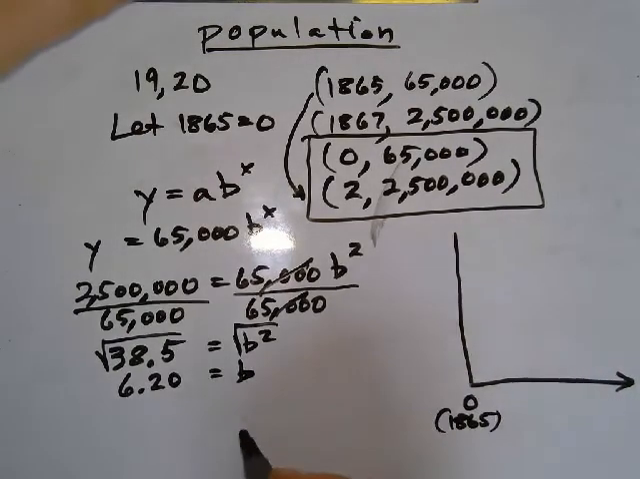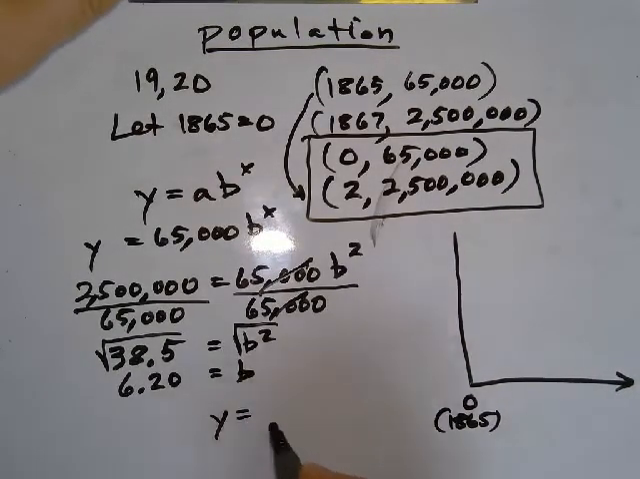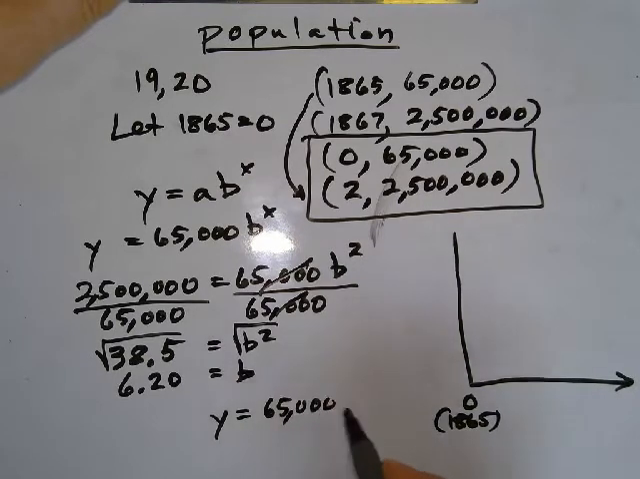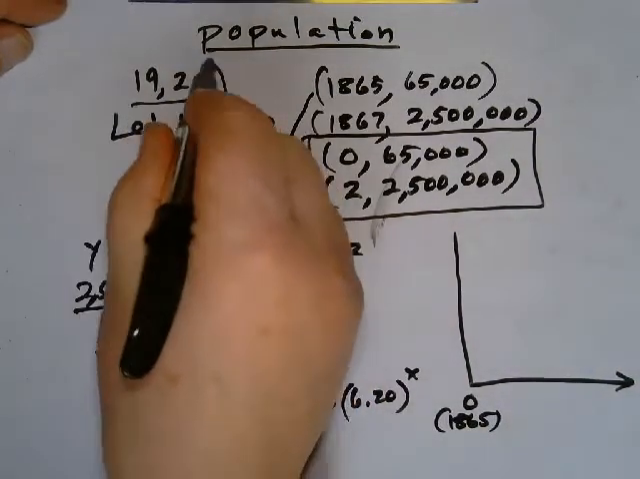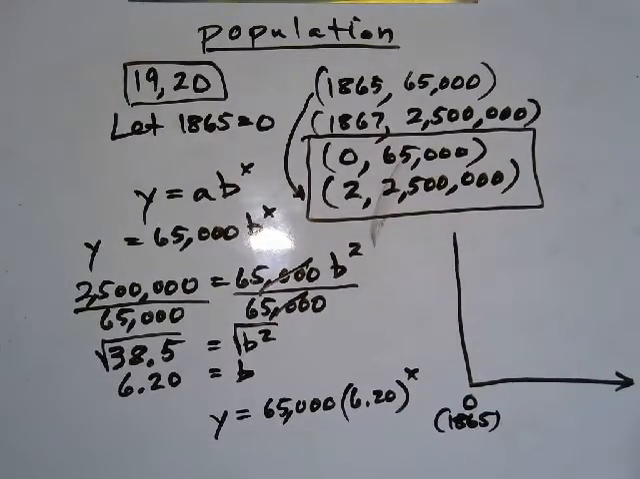6.20. And so we can write our equation, y equals the initial amount. We'll stick that back in there. And the base is 6.20 raised to the x power. There's your equation. Now this was problems 18 or 19. Problem 20 has you make a calculation with that.